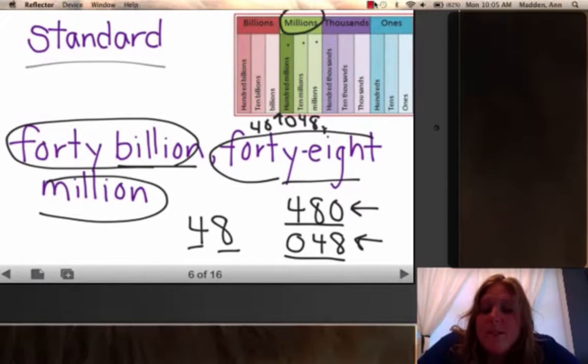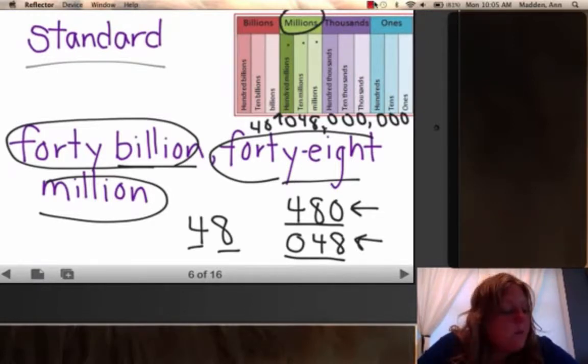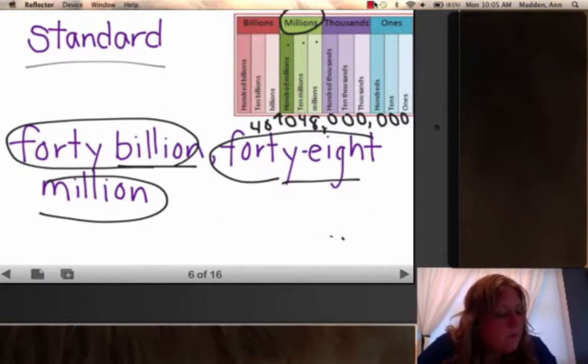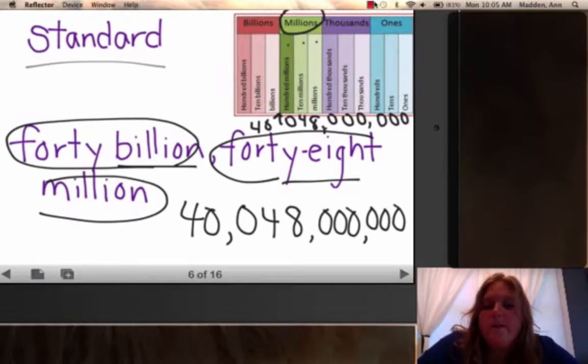comma. How many thousands did I hear? I didn't hear any. But I do need to hold the place value with a 0. How many ones did I hear? I didn't hear any. But I need to put in that place value holder of 0. So in standard form, my number would be 40 billion, 48 million, no thousands, excuse me, and no ones.